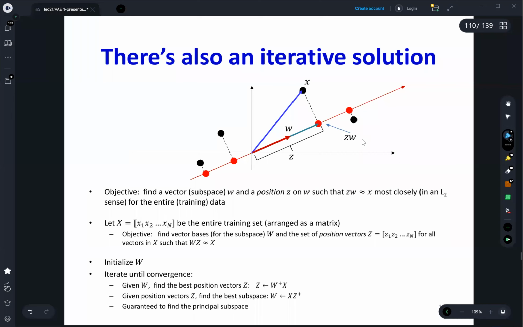And so basically, we're trying to find W, and we're trying to find the Z such that Z times W is the closest approximation to X. So we can do this in a two-step process. I can start off by assuming that I know some W, and using that W, I can find the Z for every data vector. Then I can assume that I know the Z for every data vector and use the Z's and the X's for every data vector to find the W. And if I keep iterating through this process, it's guaranteed to find the principal subspace.